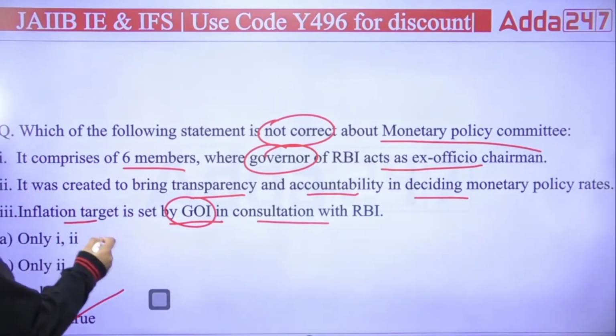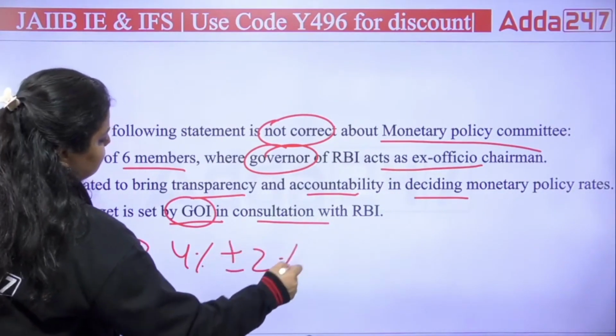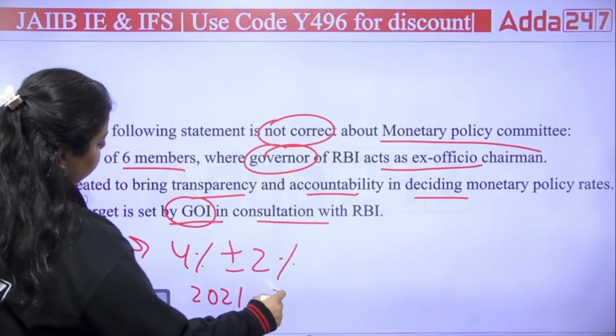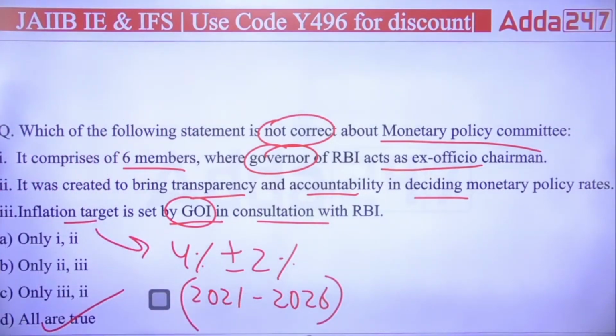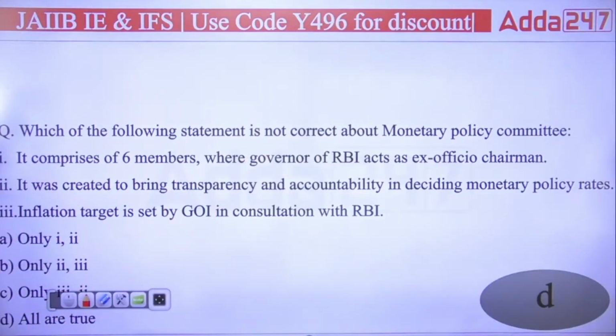Right now, the inflation target is 4% plus minus 2% ceiling. This is from 2021 till 2026. This inflation target has been set by the Government of India. And do remember, the inflation target will always be set for a 5-year period. Okay. So the right answer is that all are true statements here. D option is correct.